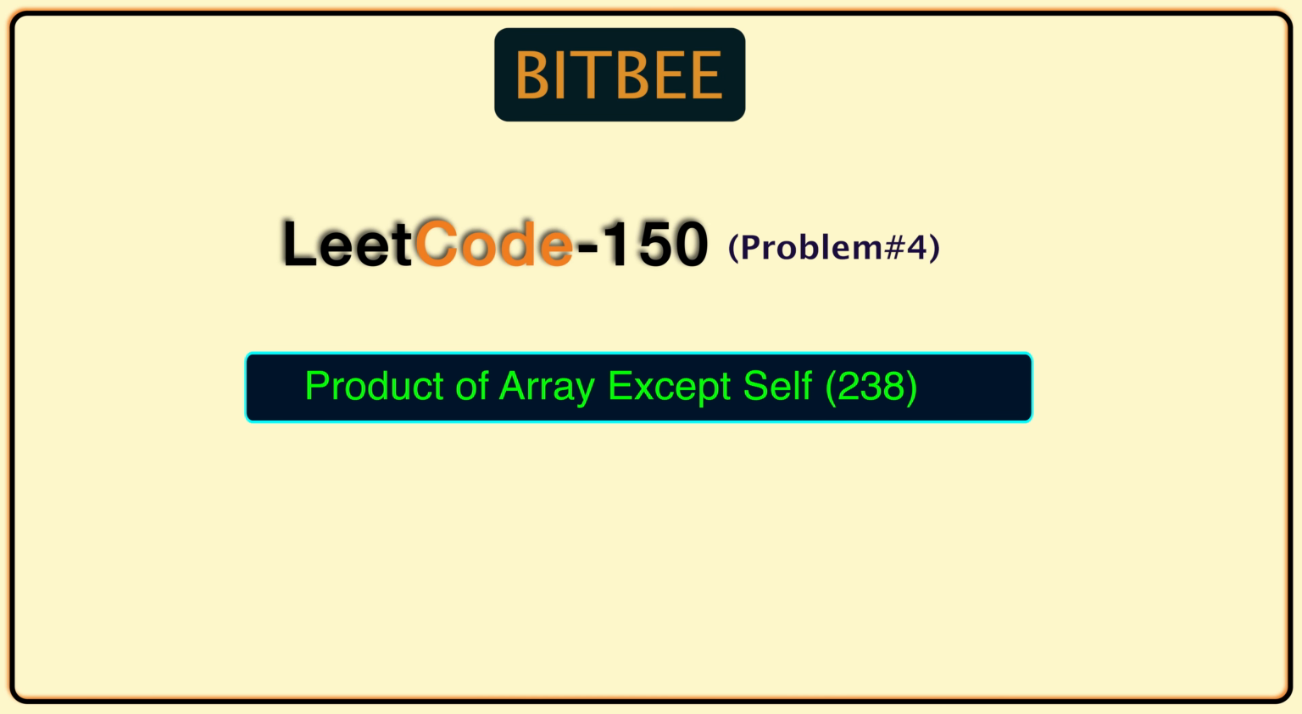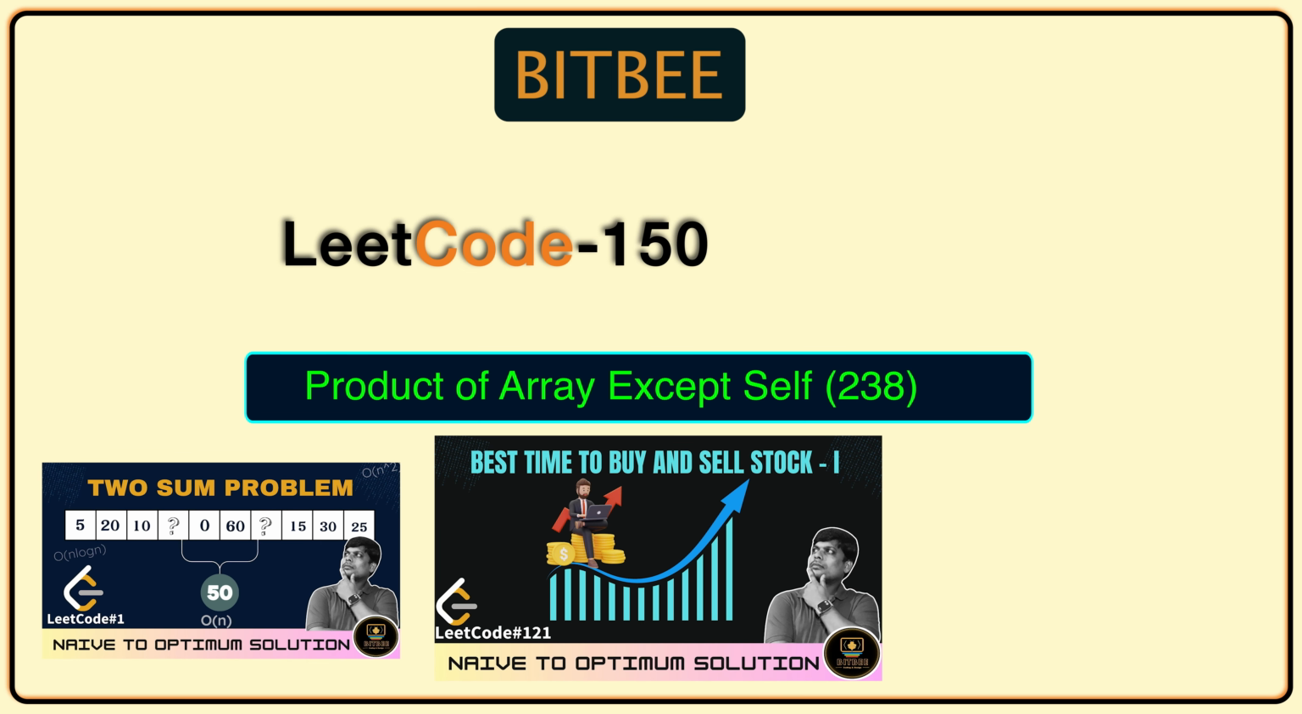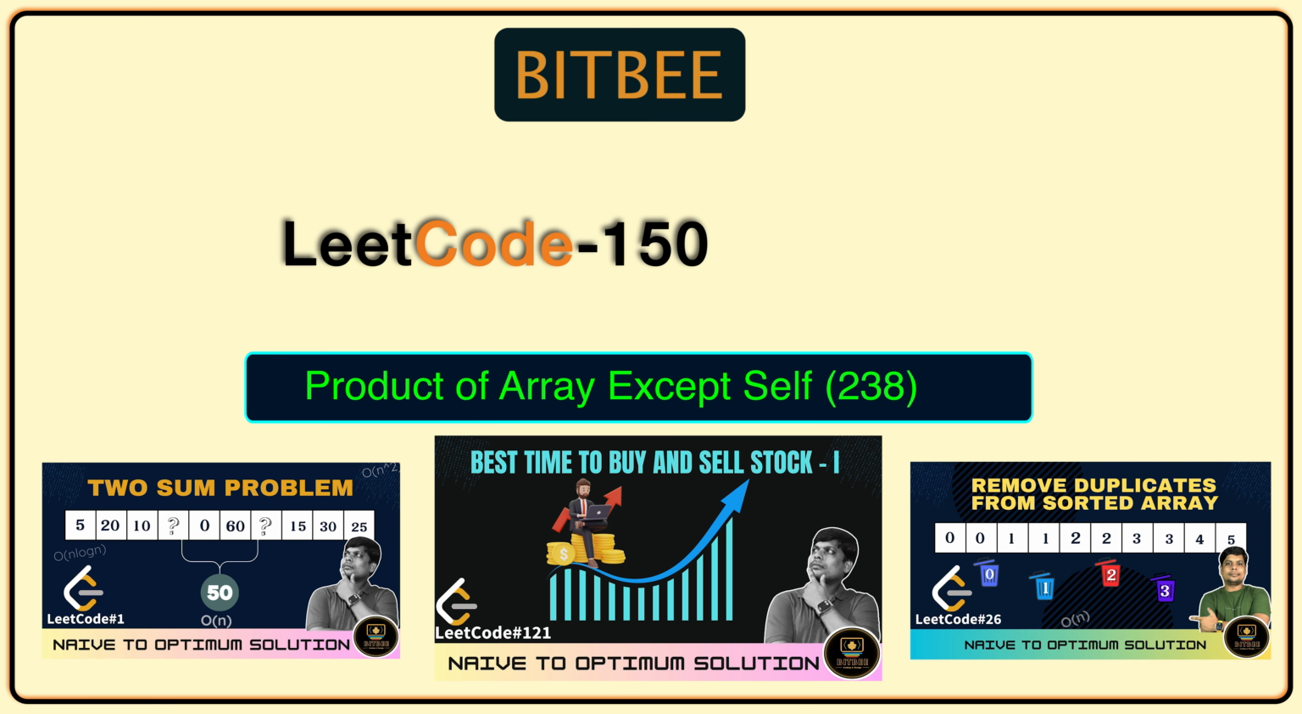Today we're diving into the fourth problem from our Leetcode 150 list, product of array except self. It's a medium level problem from the arrays data structure category. As part of this Leetcode 150 problem series, we've already solved 3 problems: two sum, best time to buy and sell stock, and remove duplicates from a sorted array.